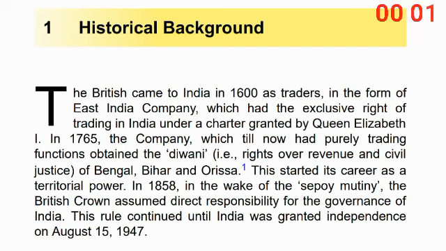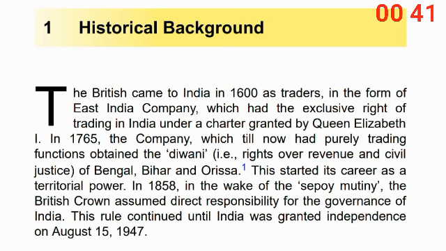Start. The British came to India in 1600 as traders in the form of the East India Company, which had the exclusive right of trading in India under a charter granted by Queen Elizabeth I. In 1765, the company, which till now had purely trading functions, obtained the Diwani, that is, rights over revenue and civil justice of Bengal, Bihar and Orissa. This started its career as a territorial power.